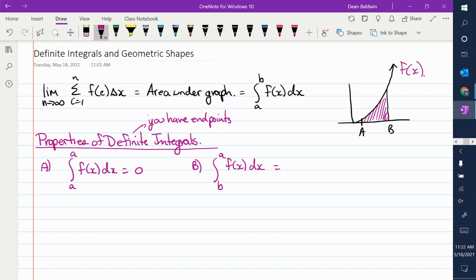If for whatever reason they're flipped one way or the other, and you want to flip them back, you're allowed to switch the endpoints as long as you throw a negative in there. Okay. So I can flip those, but if I do, I have to put a negative there.